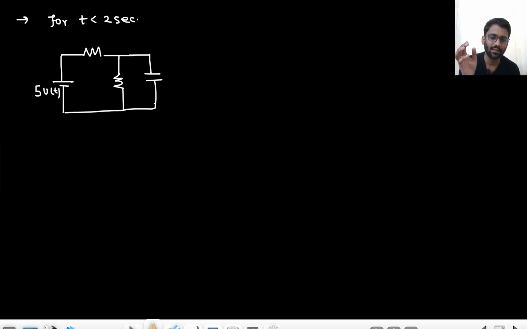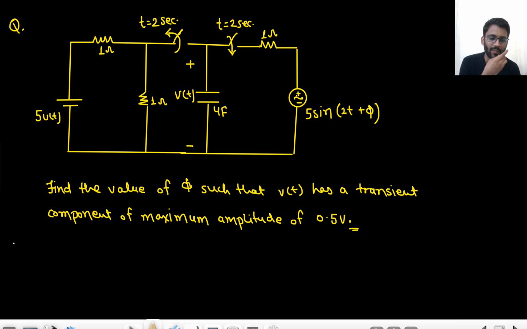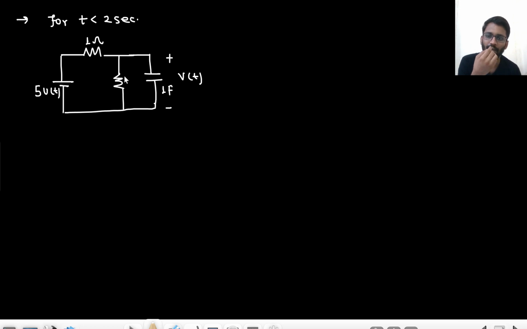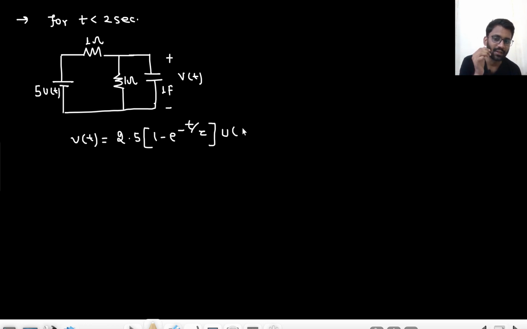This is the condition. 1 farad capacitor, and this will be your Vt, right? 1 ohm, 1 ohm, 1 ohm and 1 ohm. What will be Vt? Initially you should be able to write 0 voltage. At steady state, it will be 2.5. So 2.5 times (1 minus e to the power minus t upon tau). What will be the value of tau? Along with it, what will you add? U(t), because the input is starting from t greater than 0.